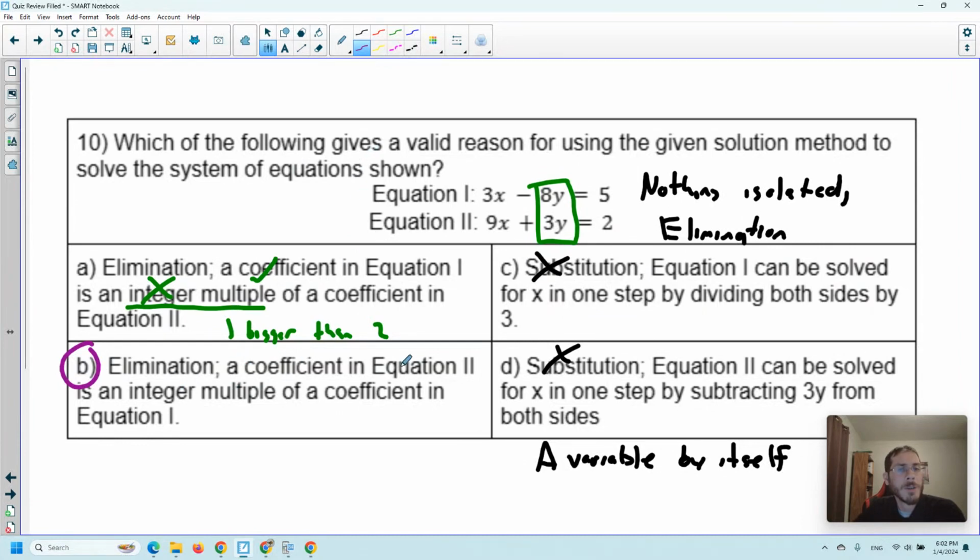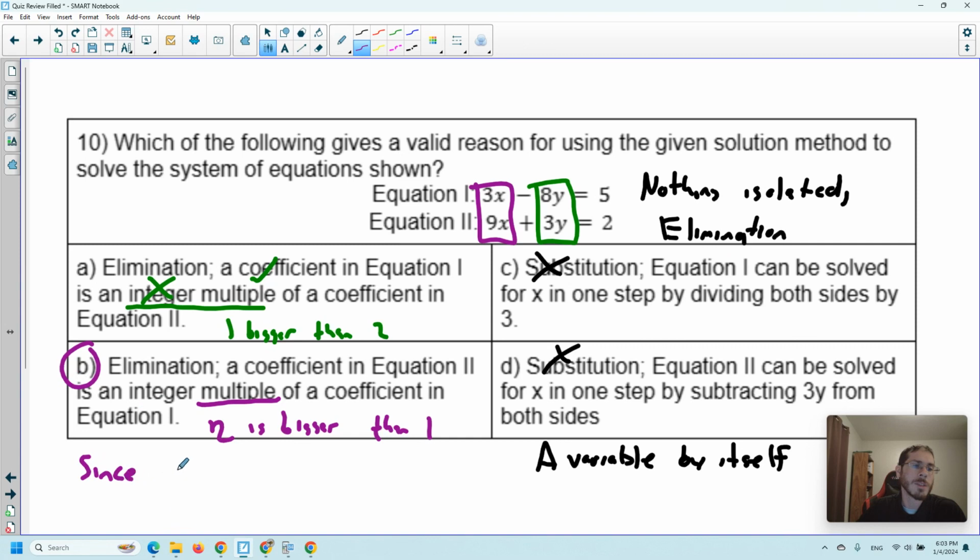But a coefficient in equation 2 is an integer multiple of a coefficient in equation 1. So this says that 2 is bigger than 1. So if I look at 2, where 2 is bigger than 1, it would not be with the 8 and the 3, because 3 is smaller than 8. It would be right here. I would look at this one. And now if I look, 3 times 1 is 3, 3 times 2 is 6, 3 times 3 is 9. That does work out. That's what we want to pick.